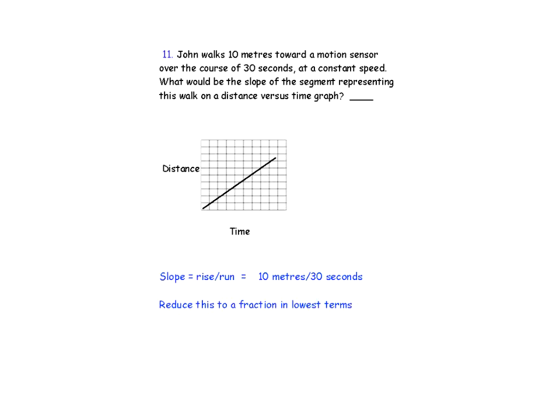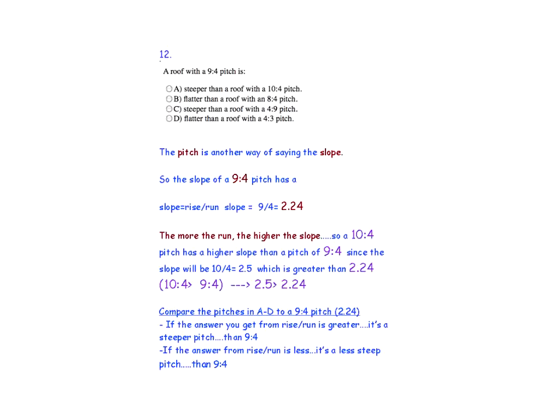All right, so going on to the next question. The next question says, a roof with a pitch of 9-4 is one of these possibilities. And remember, when you have a pitch of 9-4, that's another way of saying the slope. So the slope of a 9-4 pitch, what does that mean? Well, again, remember the first number is like the rise, and the second number is like the run.